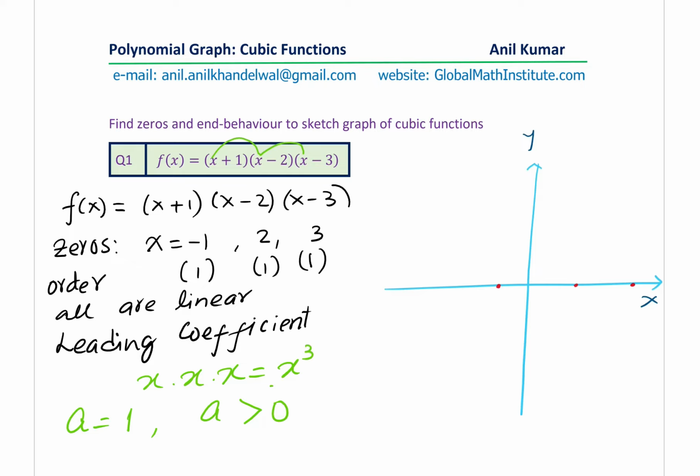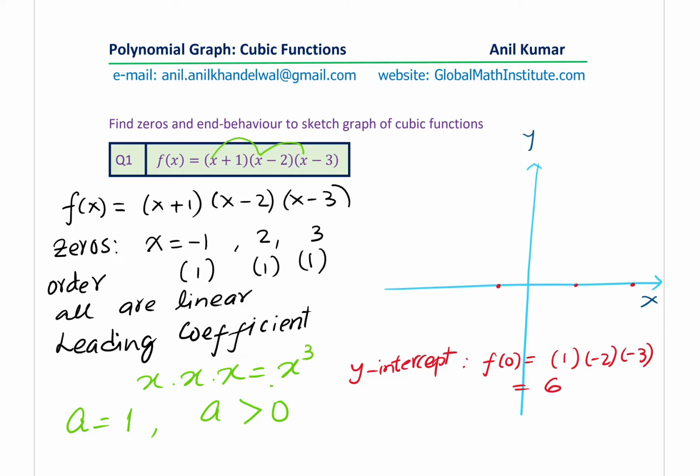Another important point to also find before sketching is the y-intercept. So let's also find the y-intercept in the given case. So what is the y-intercept? The y-intercept is the value when x is equal to 0. So when you substitute 0 in this case, you get 1 times minus 2 times minus 3. When you multiply these, minus and minus gives you plus. So you get plus 6. So it is positive, right? So we got the y-intercept value, which is 6.